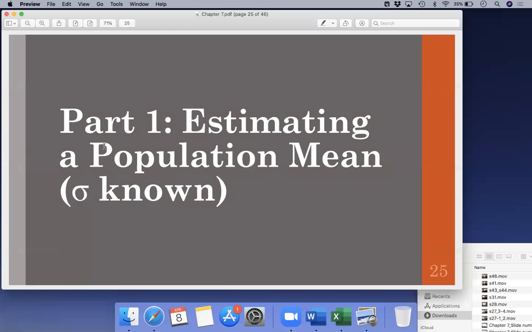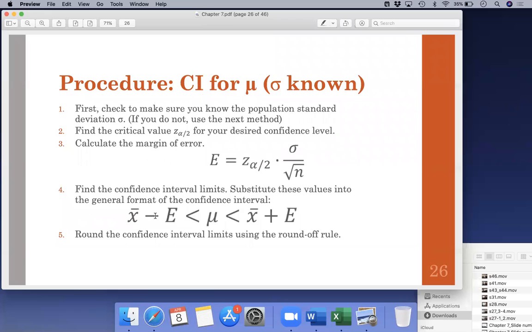The first part is estimating a population mean when sigma is known. Sigma is your population standard deviation. This is the procedure. If you know sigma, how can we find a confidence interval for mu? First, make sure whether you know the standard deviation of the population or not. If you know your population standard deviation, use this procedure. Otherwise you have to use our next method.